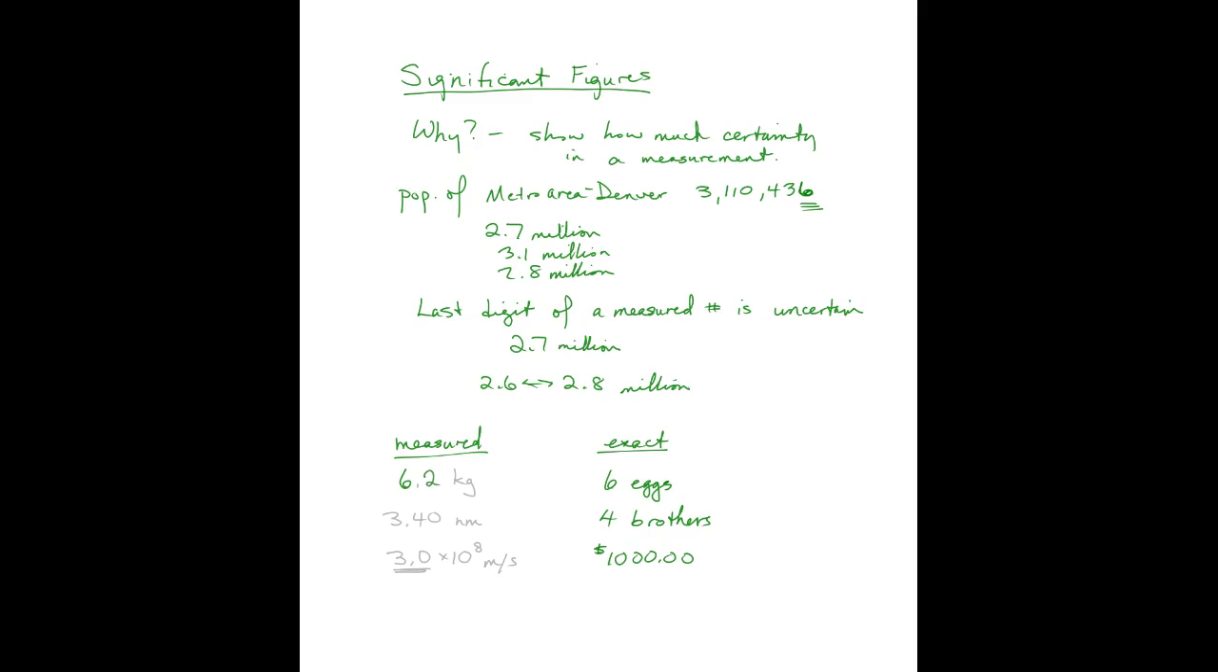Measured numbers, 6.2 kilograms, 3.40 nanometers. Okay, so those things are measured, the first one to 2 digits, the second one is measured to 3 digits of certainty. 3.0 times 10 to the 8th meters per second. In this case, we have 2 sig figs, those 2 right there. So with measured numbers, we have to worry about sig figs. With exact numbers, we don't.